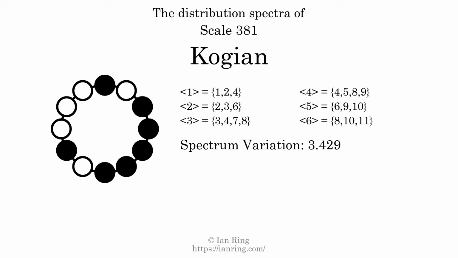The spectrum variation is the sum of all the widths, divided by the number of tones. The spectrum variation of this scale is 3.429. Since the variation is greater than 0, this indicates that the scale is not perfectly even. The highest spectrum width is 5. Since this is greater than 1, we know that this scale is not maximally even.